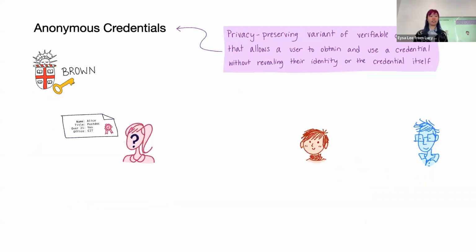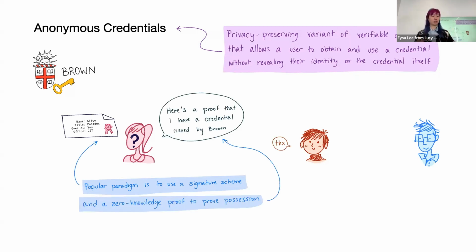And the natural solution for this would be anonymous credentials. This is the privacy-preserving variant of verifiable credentials, which allows the user to obtain and use a credential without revealing their identity or the credential itself. So we're going to have a similar paradigm as before: you have your signature, but instead of just outright giving the credential to the verifier, I'm going to use a zero knowledge proof to prove possession that I have this credential.